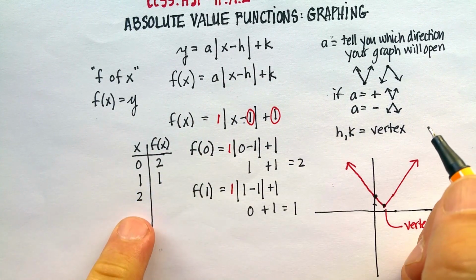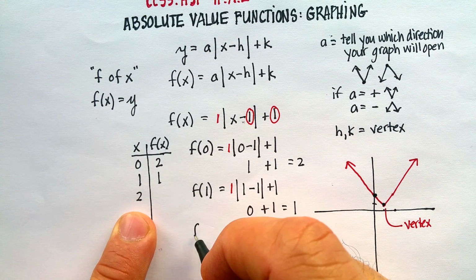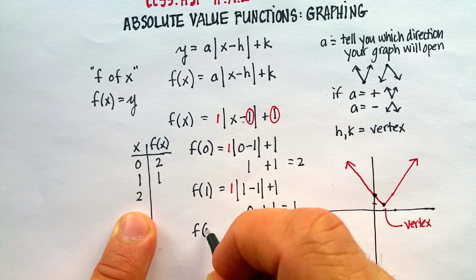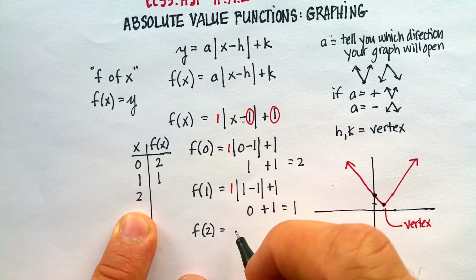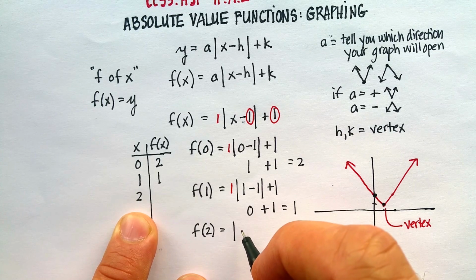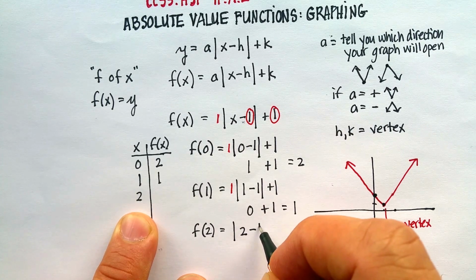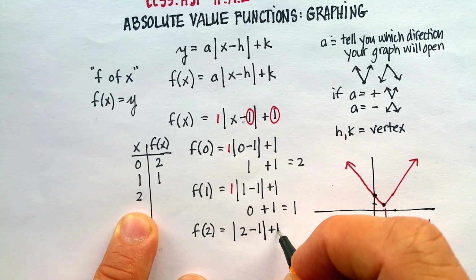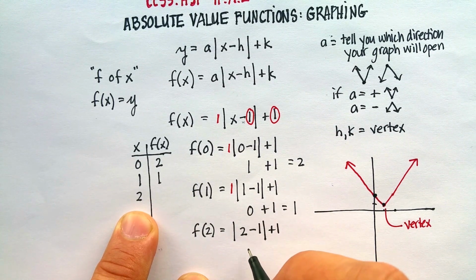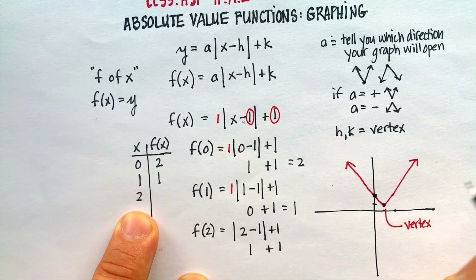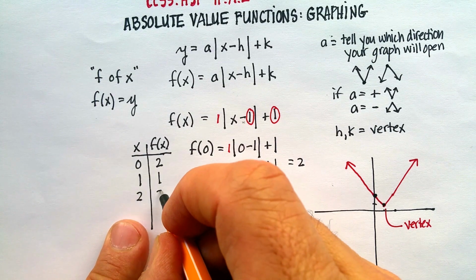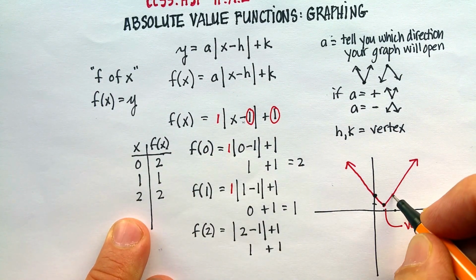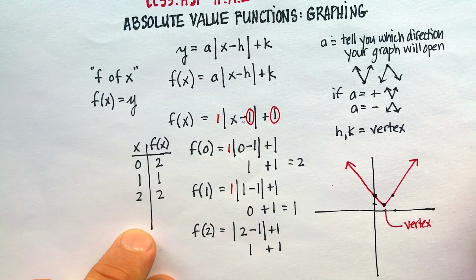So our input's going to be 2. Let's go with f of 2. I'm going to put in 2 minus 1 plus 1. 2 minus 1 is 1, plus 1 is 2. Sure enough, 2 is going to be my coordinate, and there it goes.